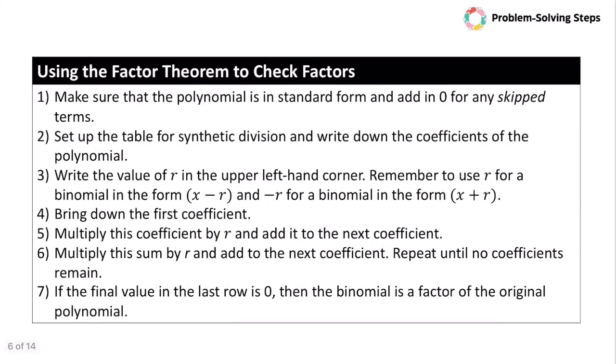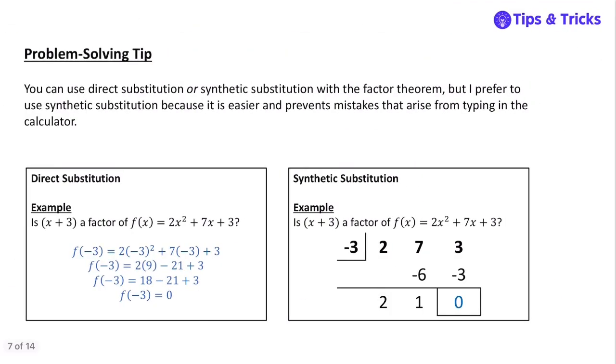So here are our steps. Here's how we're going to use the factor theorem to check our factors. We'll make sure that our polynomial is in standard form and add in 0 for any skipped terms. Then we set up our table for synthetic division and write down the coefficients of the polynomial. We'll write the value of r in the upper left-hand corner. Remember, if we have x minus r, that's going to be r, and we have to use negative r if we have a binomial in the form x plus r. Then we bring down the first coefficient, multiply by r, and add to the next coefficient. We'll keep repeating until we have no coefficients left. If the final value in the last row is 0, if our remainder is 0, that means that the binomial is a factor.